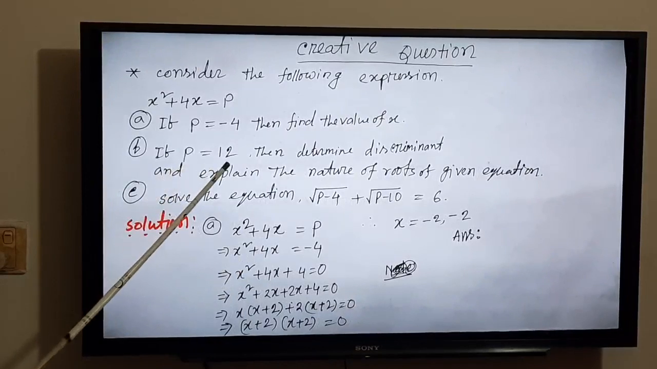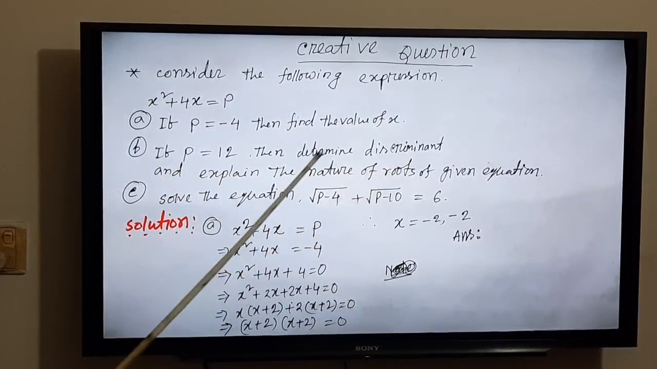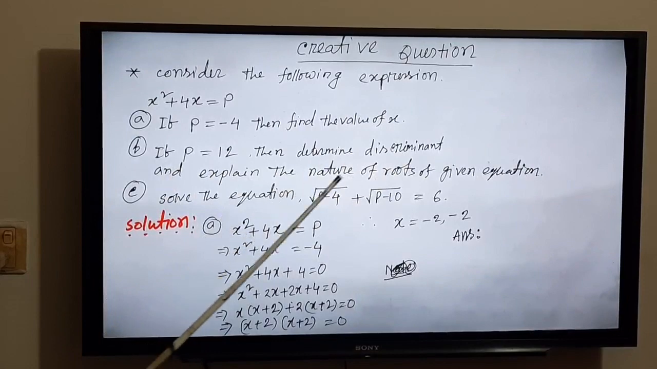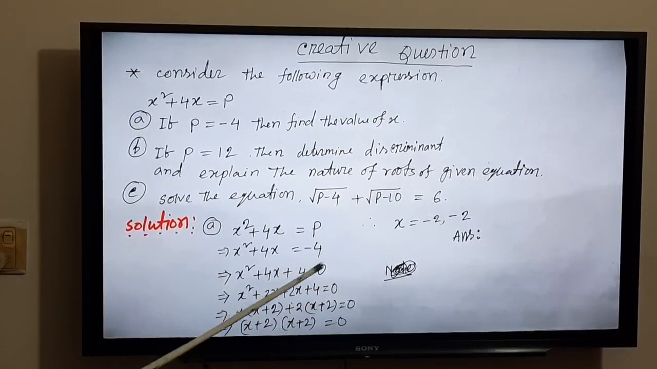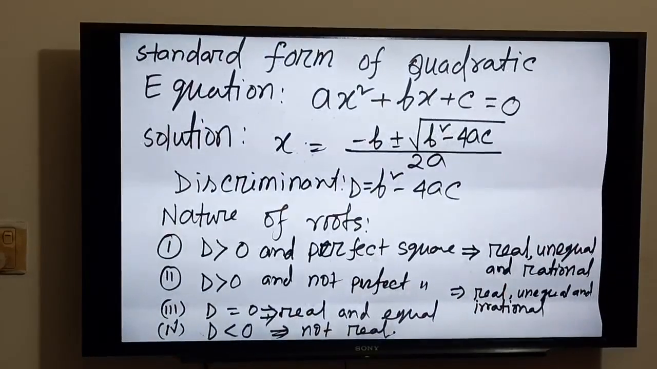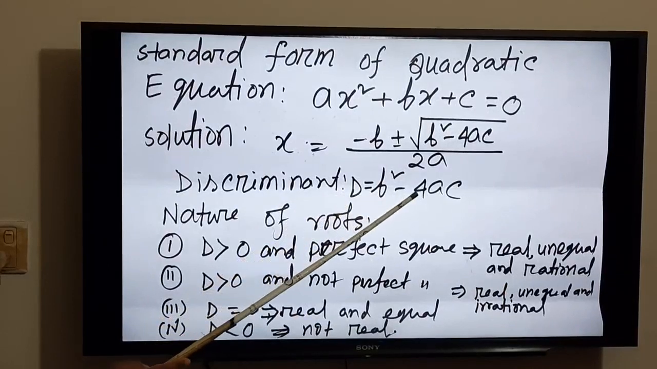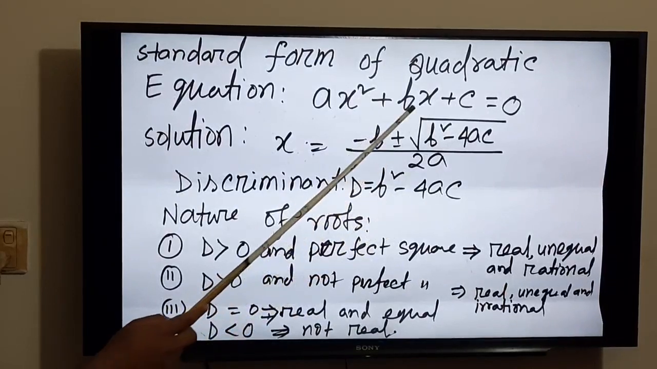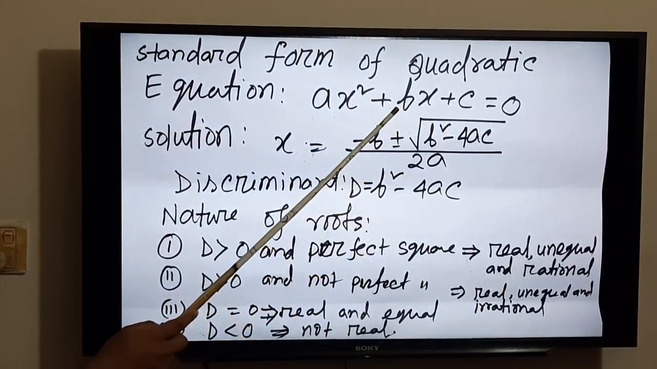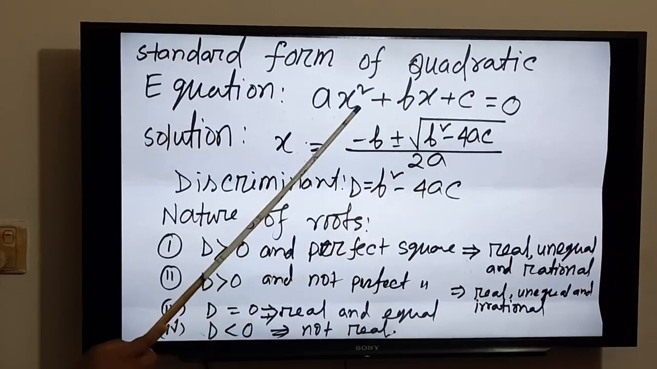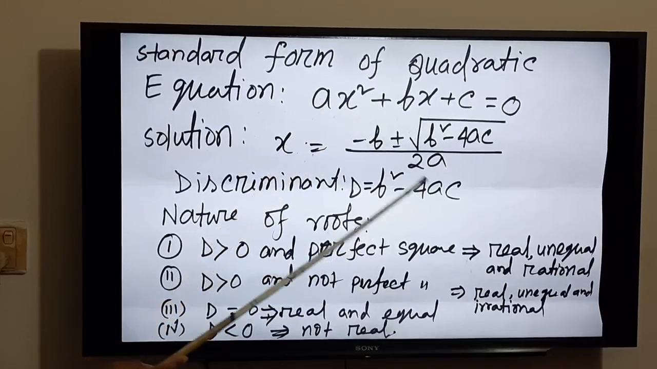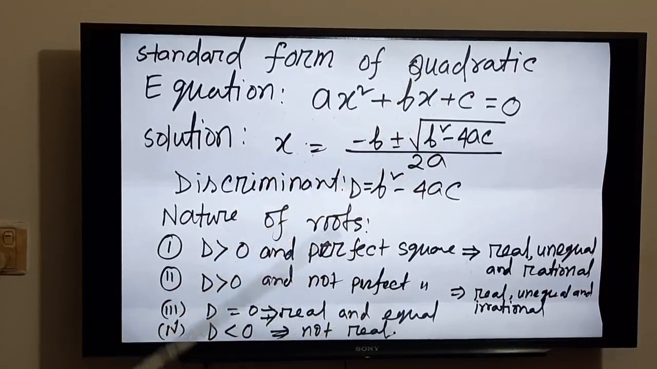If p is equal to 12, determine the discriminant and explain the nature of the roots of the given equation. How is it possible? Discriminant is b square minus 4ac. What is b? B is the coefficient of x. What is a? A is the coefficient of x square. What is c? C is the constant term of this equation.